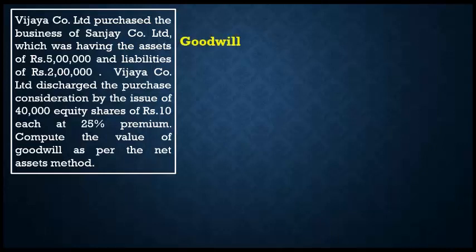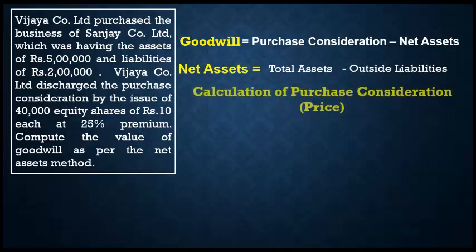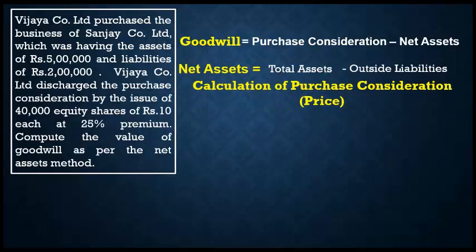Goodwill is equal to, what is the formula? Purchase consideration minus net assets. Now, net asset is equal to total assets minus outside liabilities. Now we solve the problem. Calculation of purchase consideration or price.